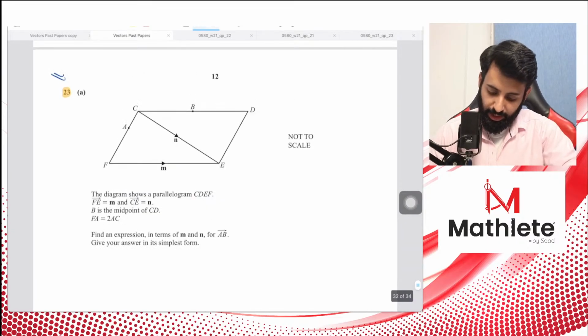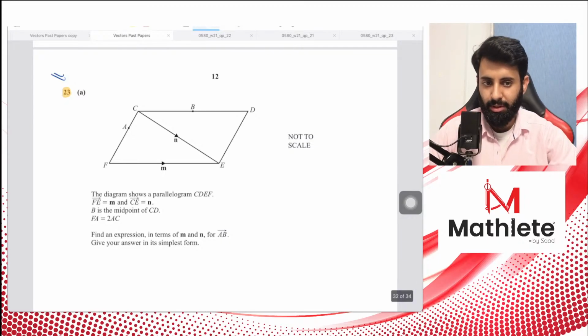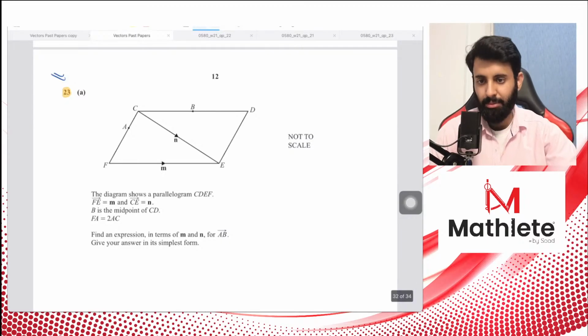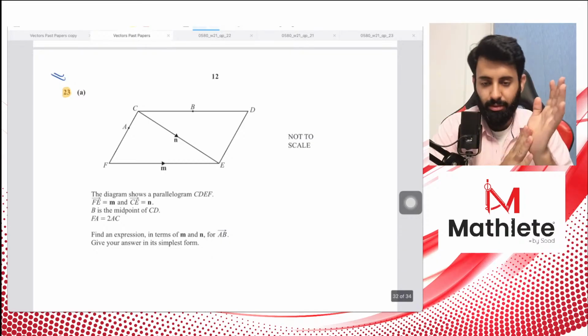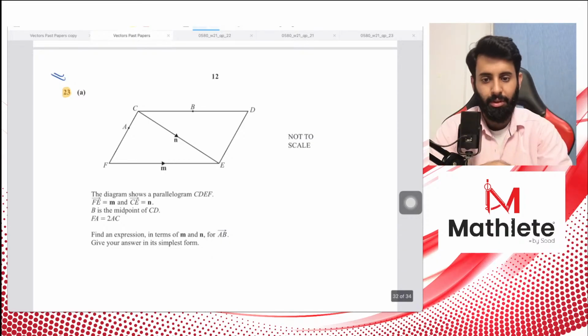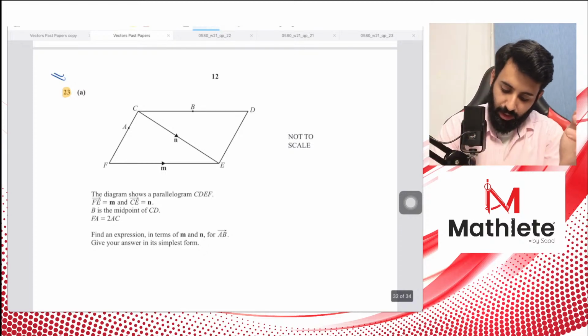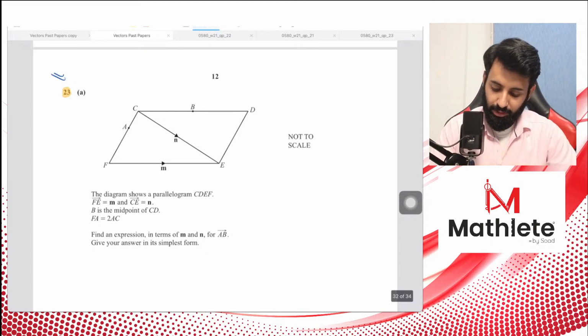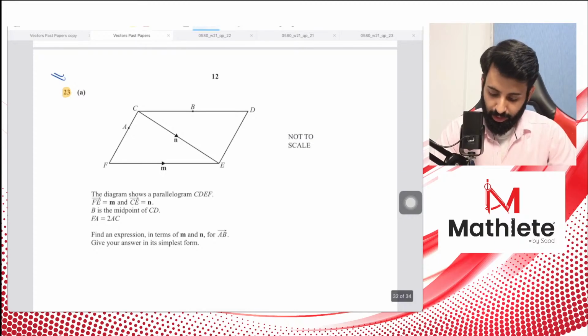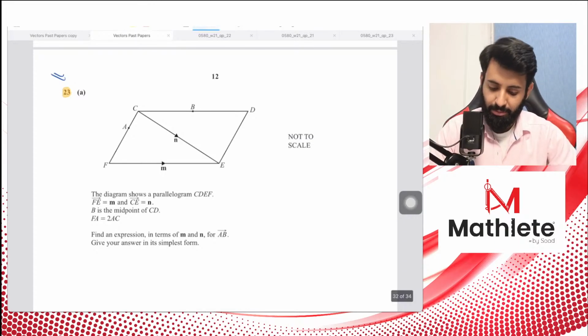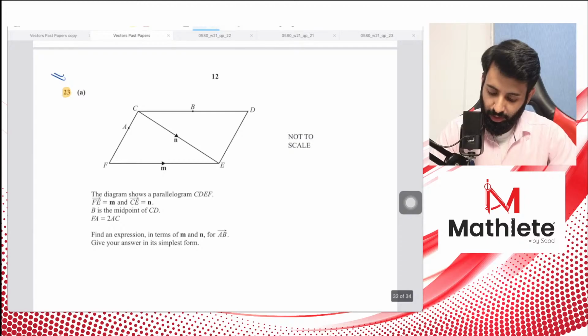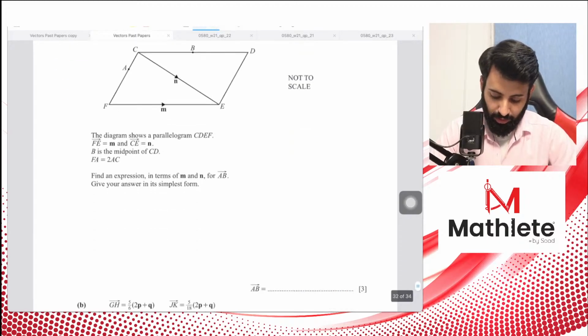It says here, the diagram shows a parallelogram CDEF. Again, same rules. I'm going to read the question the first time, and when I'm reading it for the first time, I am just reading the question, not trying to figure out the solution in my head. FE equals M and CE equals N. B is the midpoint of CD. FA is equal to 2 times AC. Find an expression in terms of M and N for AB. Give your answer in its simplest form.